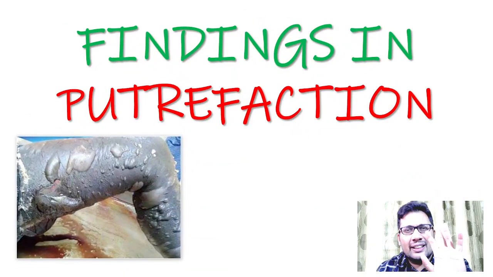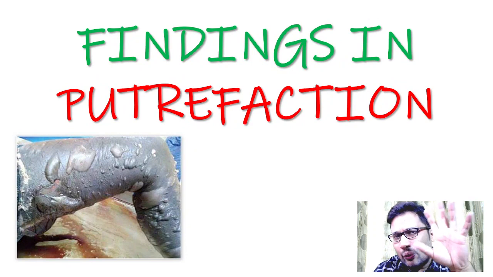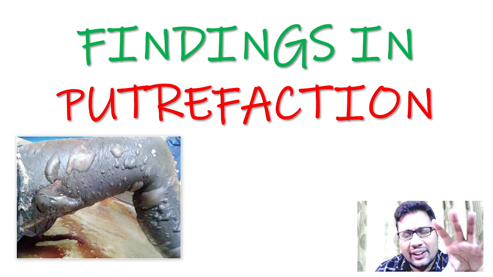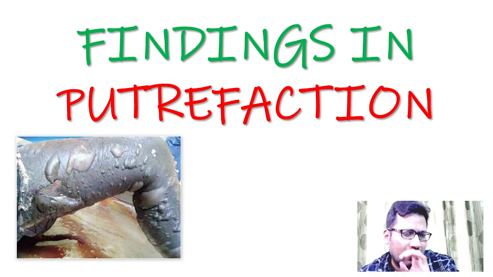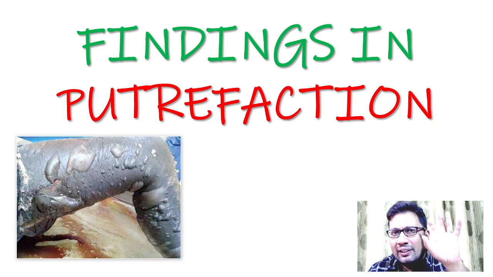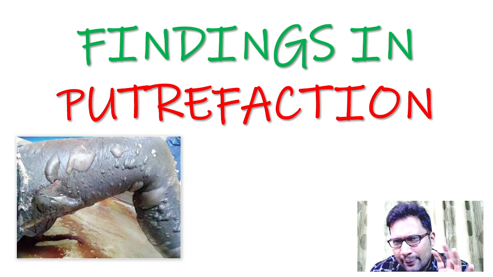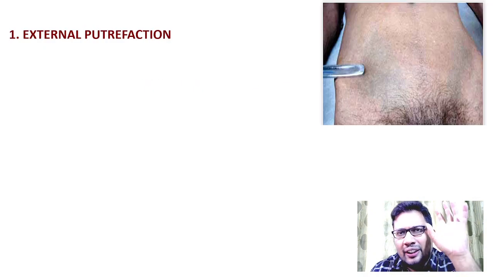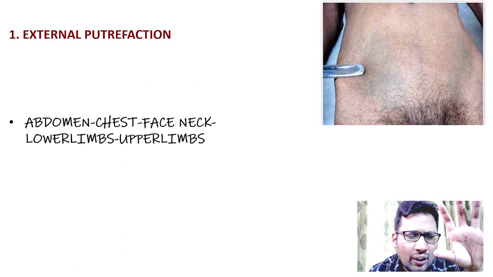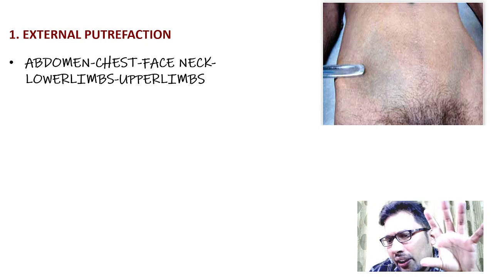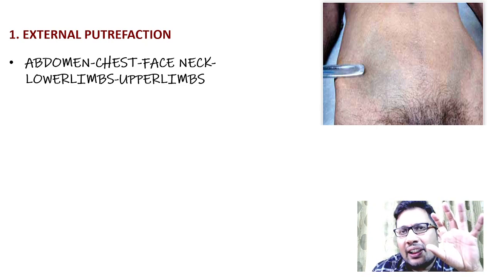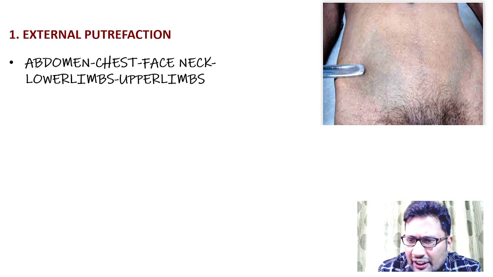What are the findings in putrefaction? We will go fast in 1 minute. You can see here a case of putrefaction. You can see the blisters are there. There is a black color discoloration. Let's see what important MCQs can be asked. In external putrefaction, the first site is the abdomen, the right iliac fossa, nothing but the ileocecal junction.